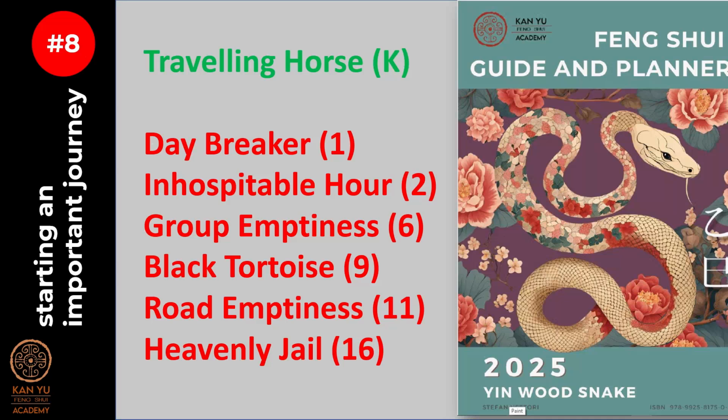Group emptiness can lead to the loss of something necessary to continue, like documents, money, and so on. It can also indicate a lack of the necessary elements to proceed with the activity you want to start. Black tortoise can lead to loss of documents or important things, planning errors, loss or misplacement of important objects. Road emptiness is particularly unfavorable for traveling. It brings obstacles, delays, blockages, and difficulties to movement. It cancels the traveling horse star. Finally, the heavenly jail is not good for traveling, as it brings rigidity, obstacles, blockages, and delays.